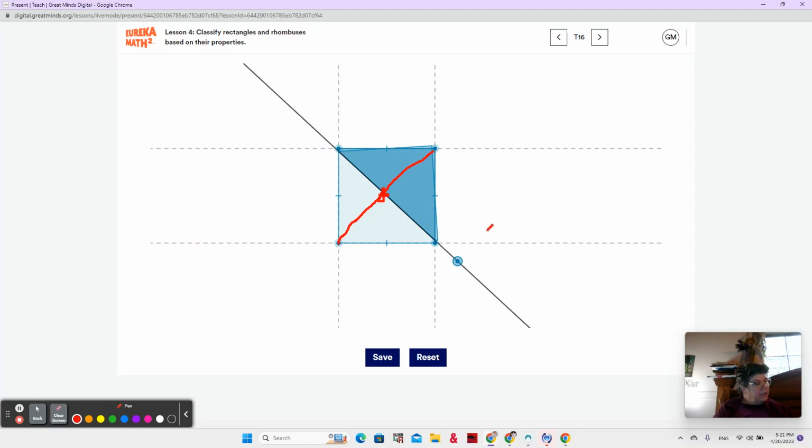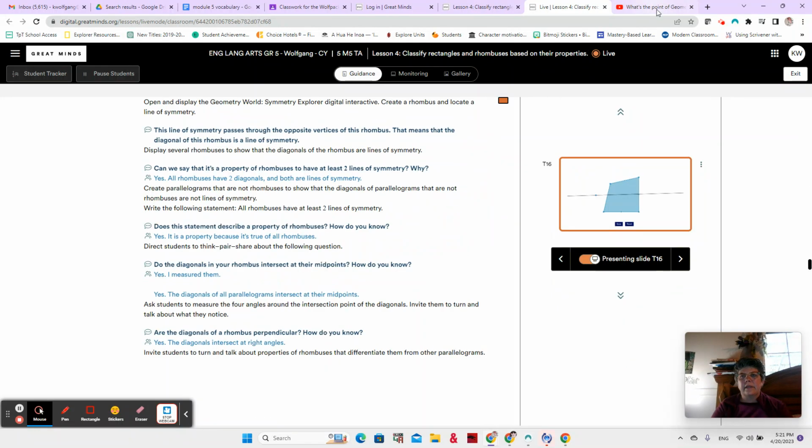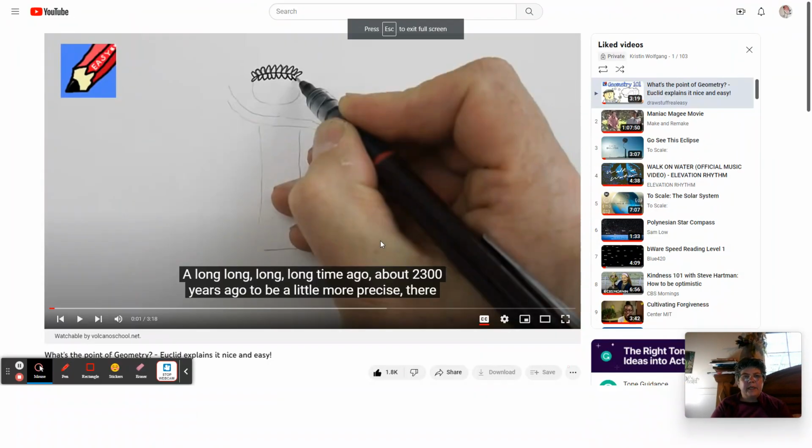Okay. Are diagonals of a rhombus perpendicular? Do they meet at a 90-degree angle? Yes, they do. Okay, so we have a lot of properties of a rhombus, and we'll talk more about those in the next video. I have kind of a different video for you. See what you think of this one. I thought you might like it.